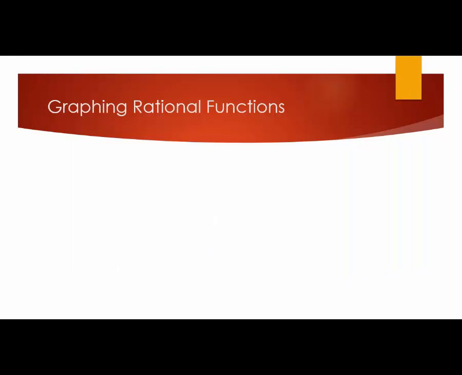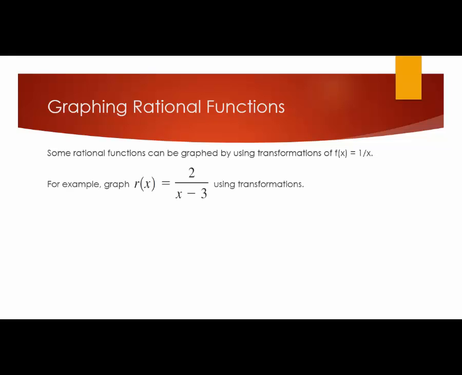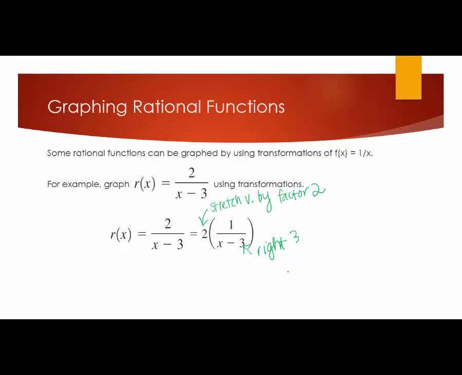Let's start thinking about graphing rational functions. Some rational functions are just transformations of the function we just graphed. So for example, if we wanted to graph r of x equals 2 over x minus 3 using transformations, well, if we break that down, I'm seeing a shift to the right 3 here, and this would be a stretch vertically by a factor of 2 compared to the graph of 1 over x.